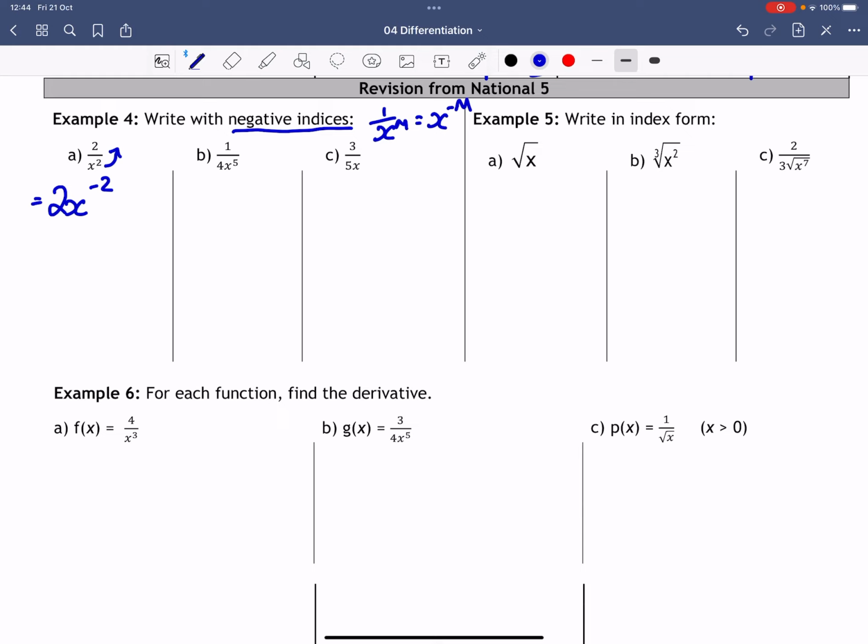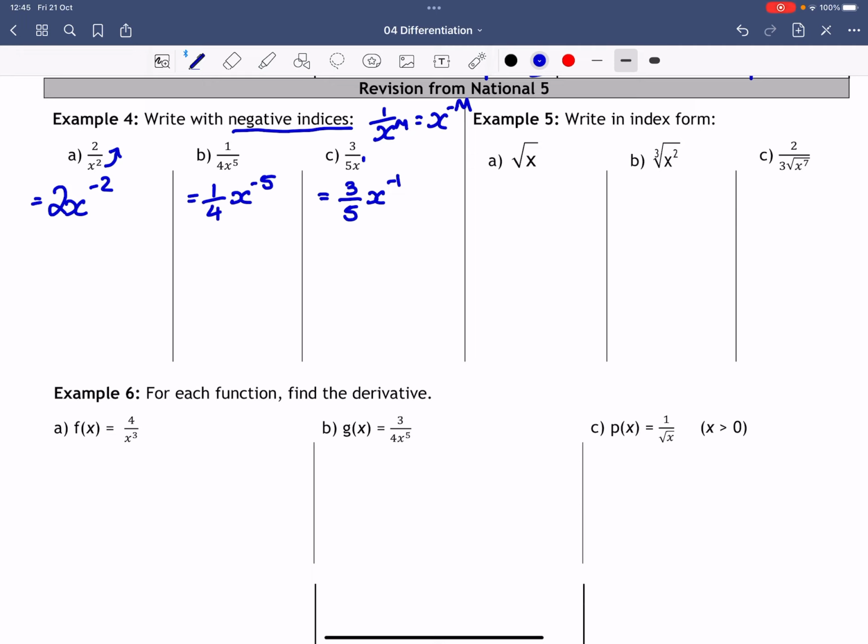Okay. The next one, I have 1 over 4x to the power 5. So that's just the exact same as saying 1 over 4, bring the x up, make the positive power negative, x to the power negative 5. It's not going to be 4x to the negative 5 because it's still a quarter. We are still dividing by 4. We just take the power up and make it negative. And the same with this one, we have 3 over 5x, I should say. So bring the x up, leave the 5 alone where it is. So it'll just be 3/5. Now remember, this is x to the power 1. If it doesn't have a power, assume the power is 1. So it'll just be 3/5 x to the power of negative 1.